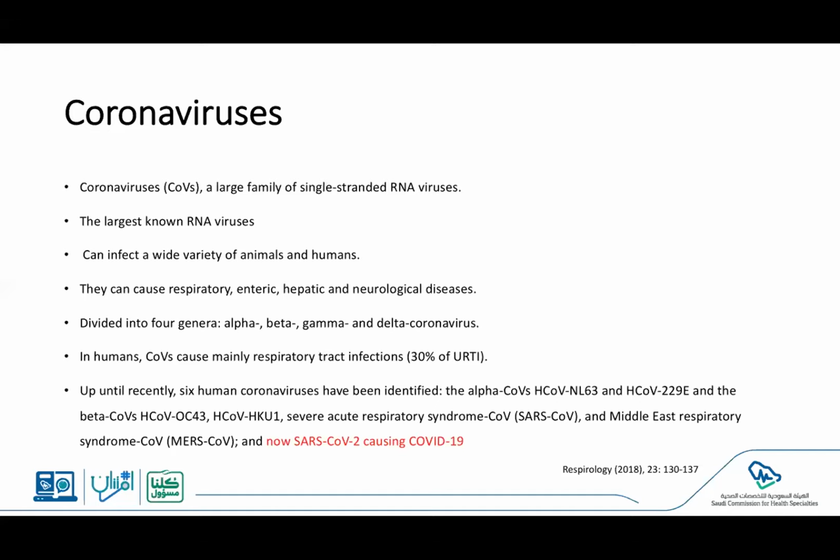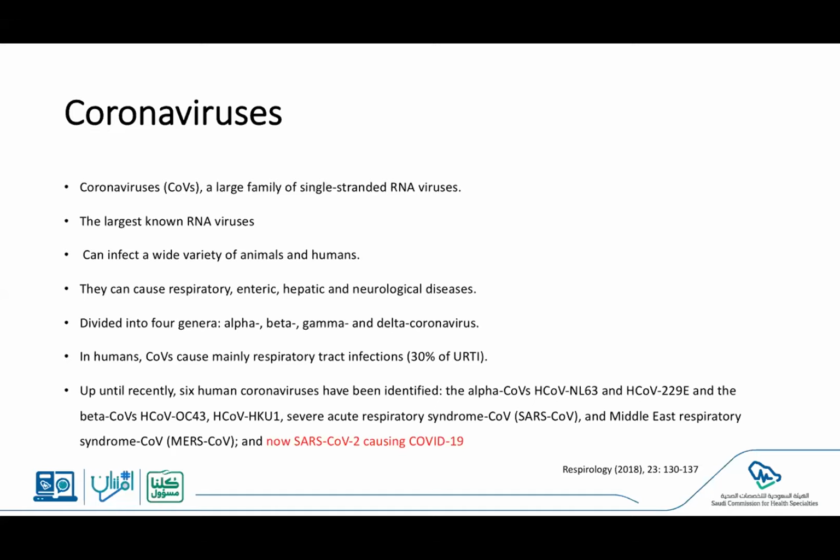Up until recently, we as humans were only known to have four different coronaviruses associated with us. The first one is HCoV-NL63, and the second is 229E, and OC43, as well as HKU1. Those are the main four coronaviruses that we always knew to be associated with respiratory infections in humans.